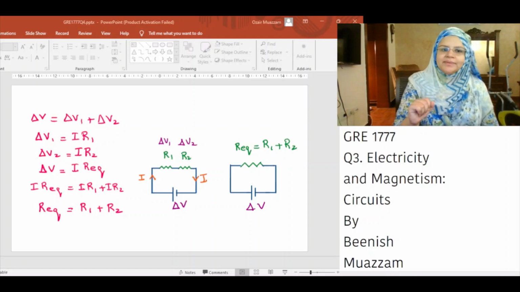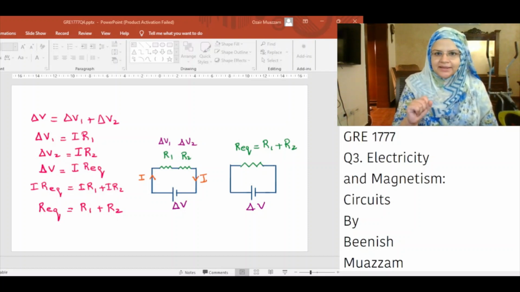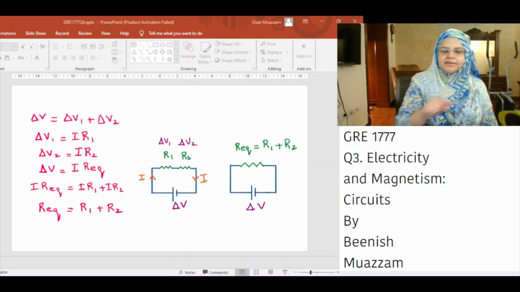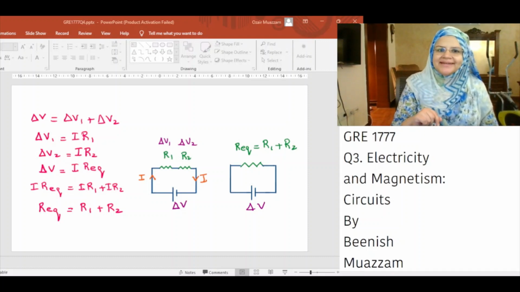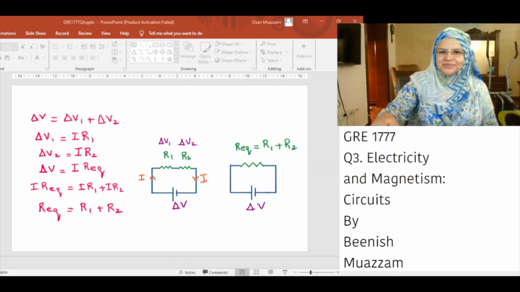Total voltage drop delta V is equal to I R equivalent, where R equivalent is the total resistance. Therefore, I R equivalent is equal to IR1 plus IR2. Since the current in the series circuit is the same, we get R equivalent is equal to R1 plus R2.